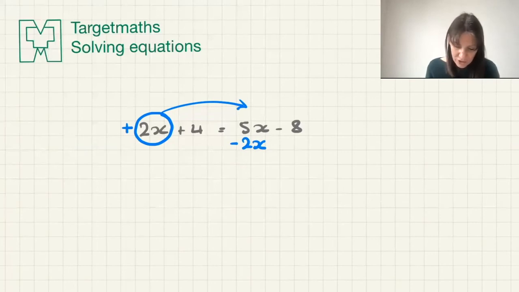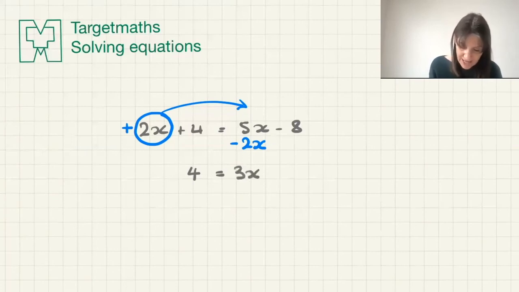So what have we got by landing that minus 2x there? We've got 4, and it's a positive 4, so I can just write 4 on this side. And then I've got a piece of maths happening here. I've got 5 x's and I've got to take 2 x's off. So that's going to leave me 3x, and I've still got my -8. So that is the tidied up version.